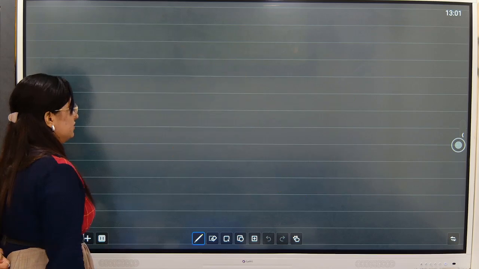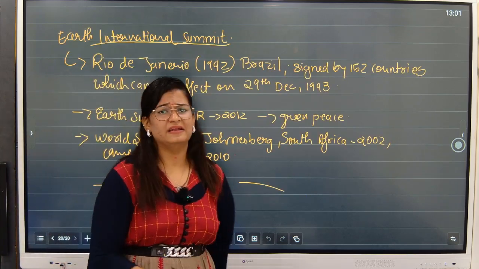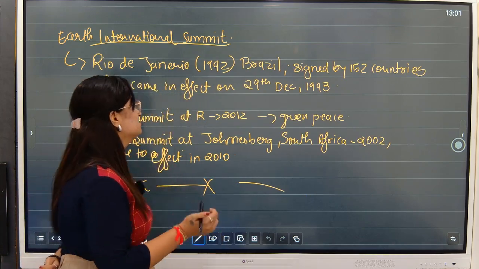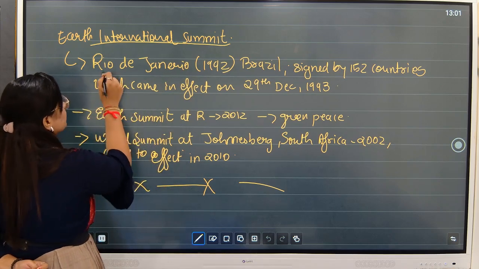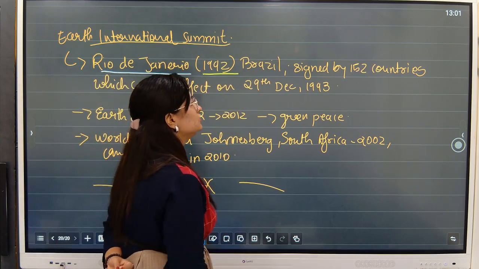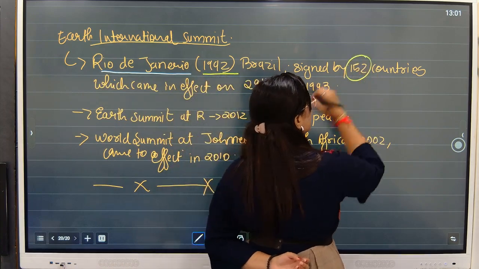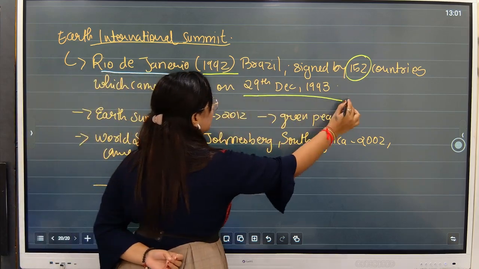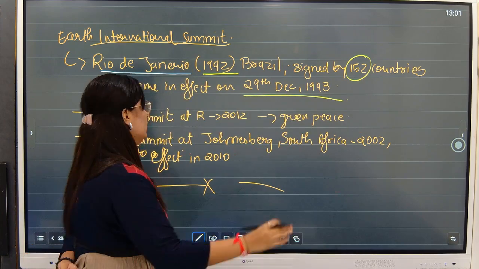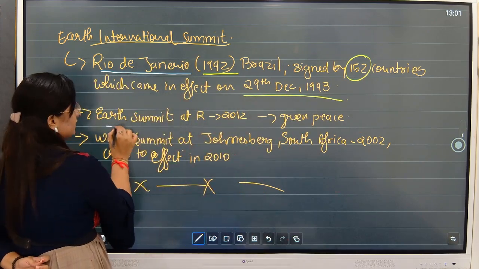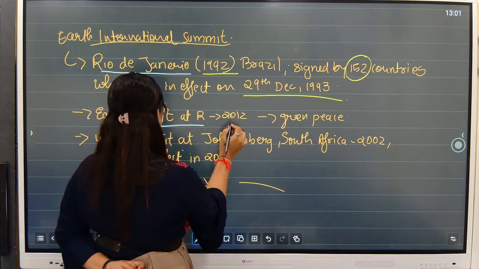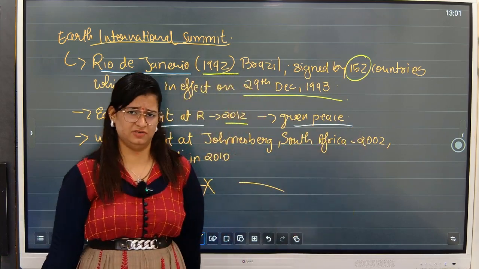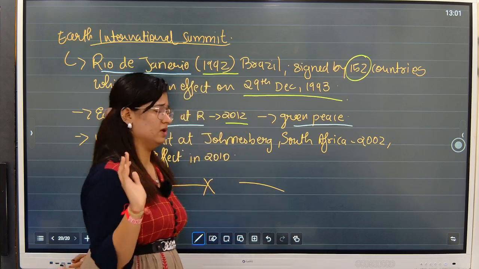Now, ये सब जब चल रहा था, so there was an international summit which happened in Brazil. It happened in Rio de Janeiro in 1992, which was signed by 152 countries, and it came in effect on 29 December 1933. Okay, then another again one summit occurred in 2012, जिसमें इन्होंने ग्रीन पीस के बारे में डिस्कशन किया. सेम रियो डे जेनेरो में ही हुआ था वो.